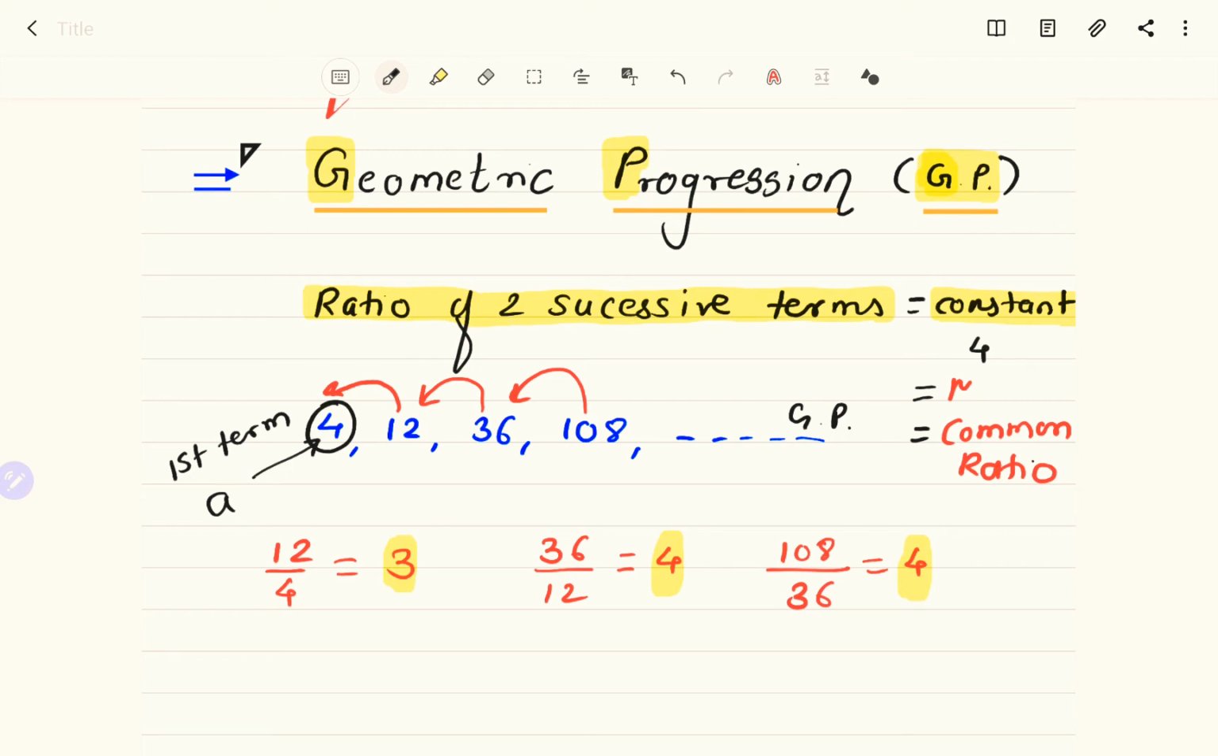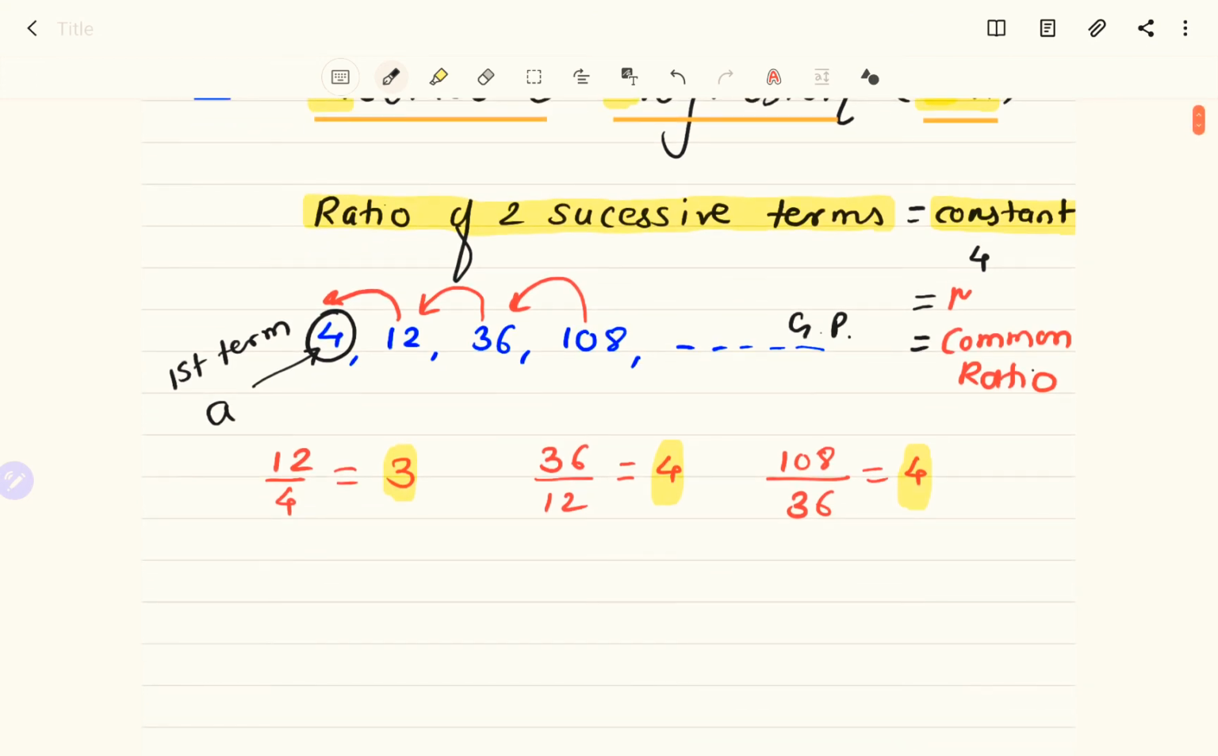If you remember, in the previous video we discussed arithmetic progression. So friends, what is the difference between AP and GP? In the case of AP, the difference between two successive terms remains the same, but in the case of GP, the ratio of two successive terms remains the same. So in AP it is the difference between the two terms, and in GP it is the ratio of the two successive terms. This is the difference between arithmetic progression and geometric progression.